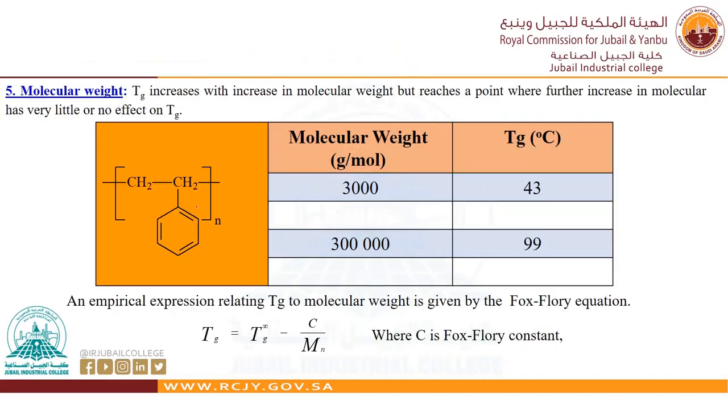In the case of molecular weight, for the same polymer, if you increase the molecular weight, the TG will increase. For example, we have polystyrene here with a molecular weight of 3,000, and here you have 300,000. This has a TG of 43, and this one has a TG of 999. Therefore, as the molecular weight increases, the TG will also increase, and this can be determined from the empirical Fox-Flory equation, which is given as TG equals TG of the infinite molecular weight polymer minus C, which is the Fox-Flory constant, divided by the number average molecular weight of the polymer.